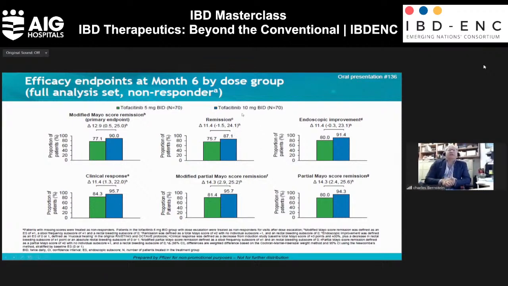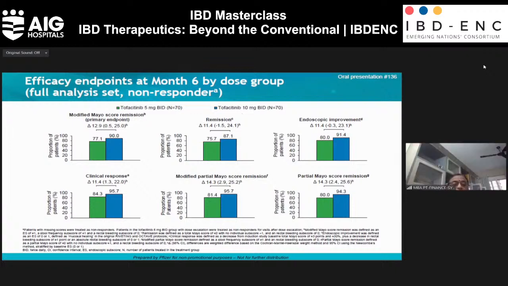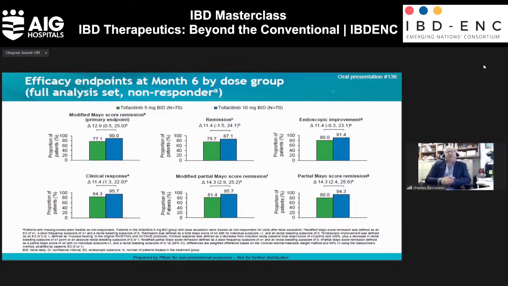These are the efficacy endpoints at month 6. In blue, you see that the data were a little bit better for maintaining 10 milligrams twice a day than dropping to 5 milligrams twice a day. And that was true right across the different response ranges. So there was some loss of response in this study. That is, you maintained a better response if you stayed on 10 milligrams twice a day.